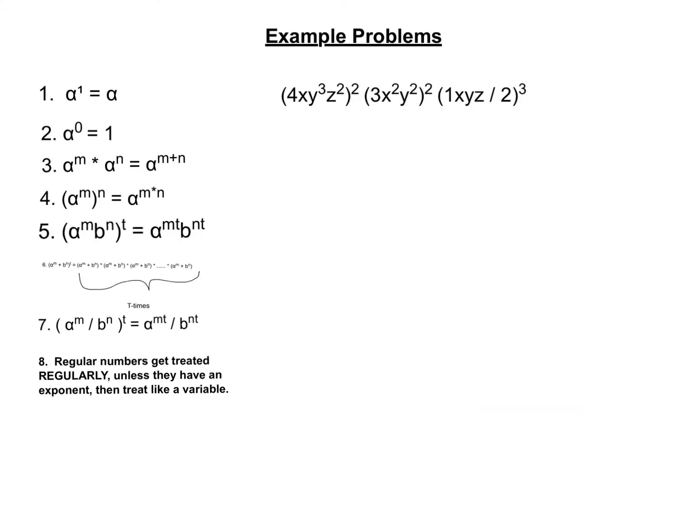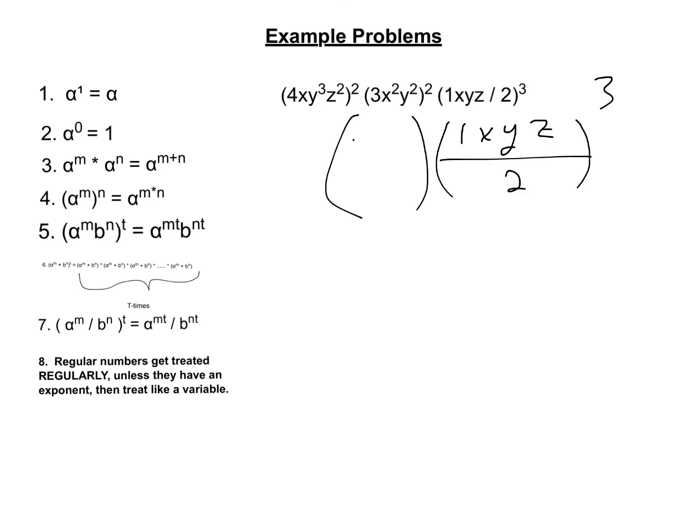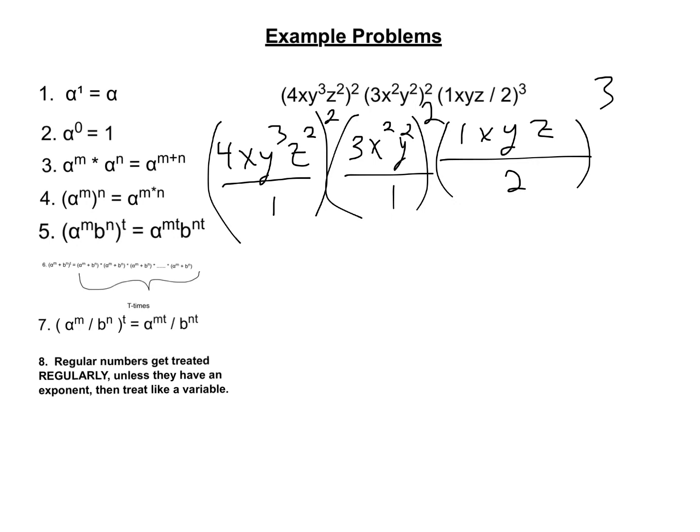Alright, now let's really have some fun. Alright, so if you want to work ahead of me, you can. And we're just going to fix this fraction here. So I have 1x, y, z all over 2. Okay, 3x squared, y squared all over 1 being squared. So it's 4x, y cubed, z squared all over 1 being squared.